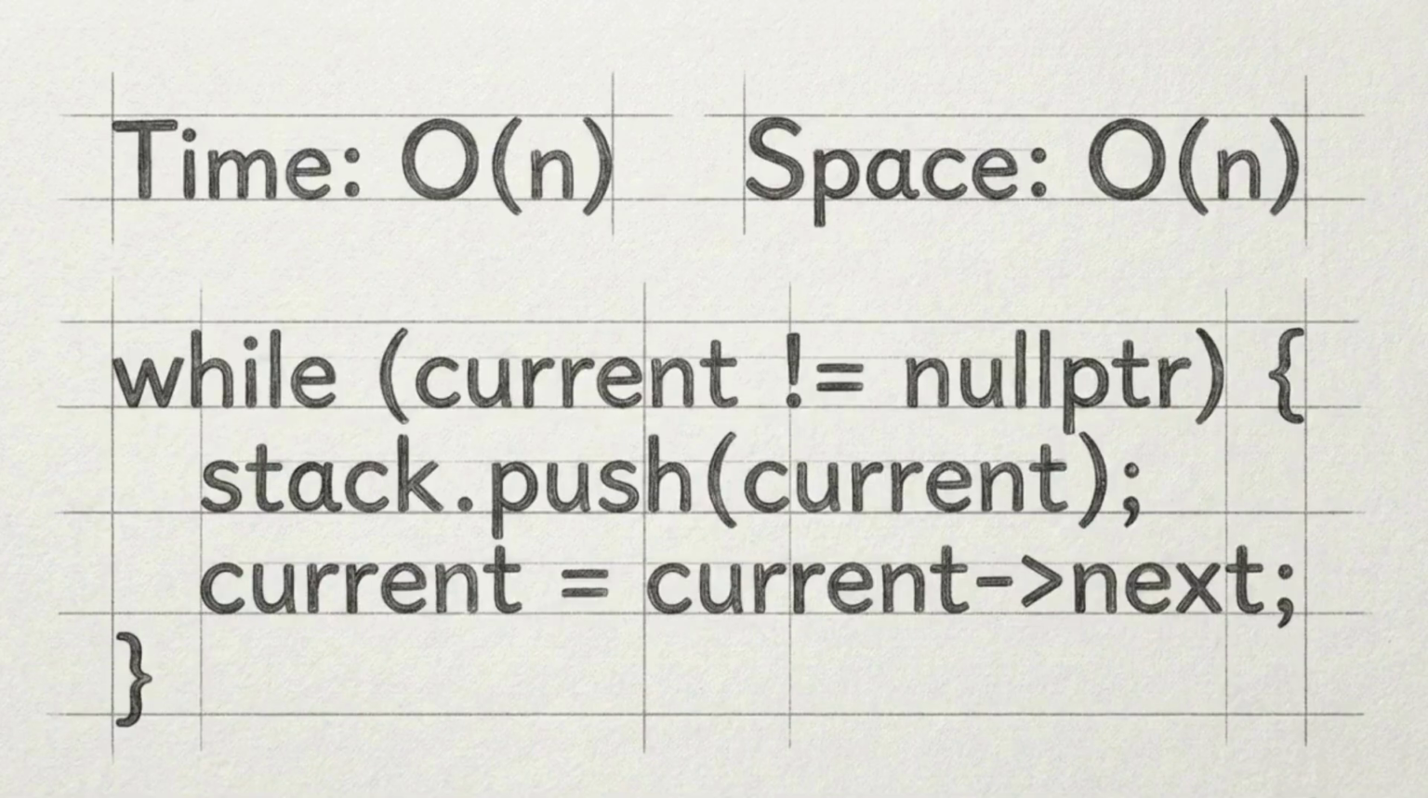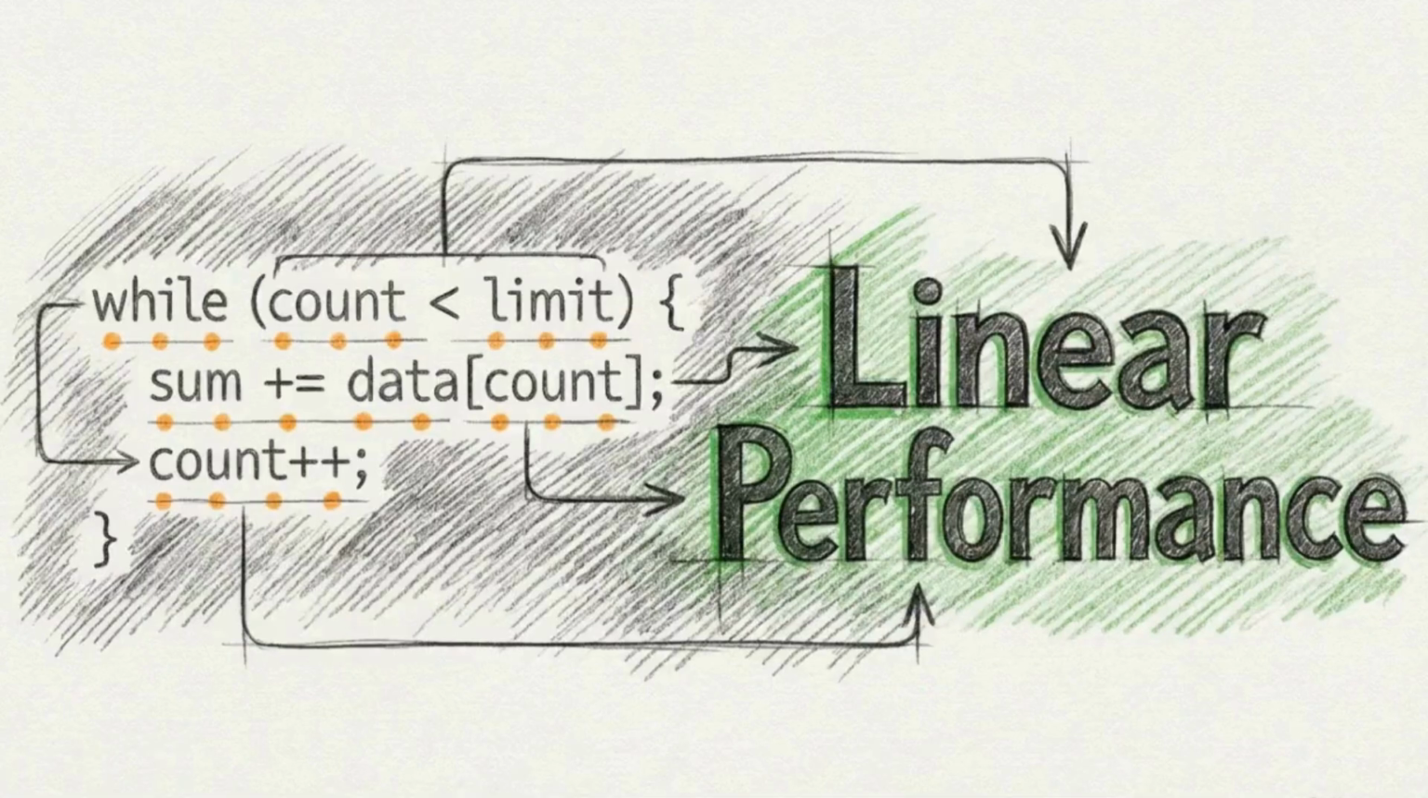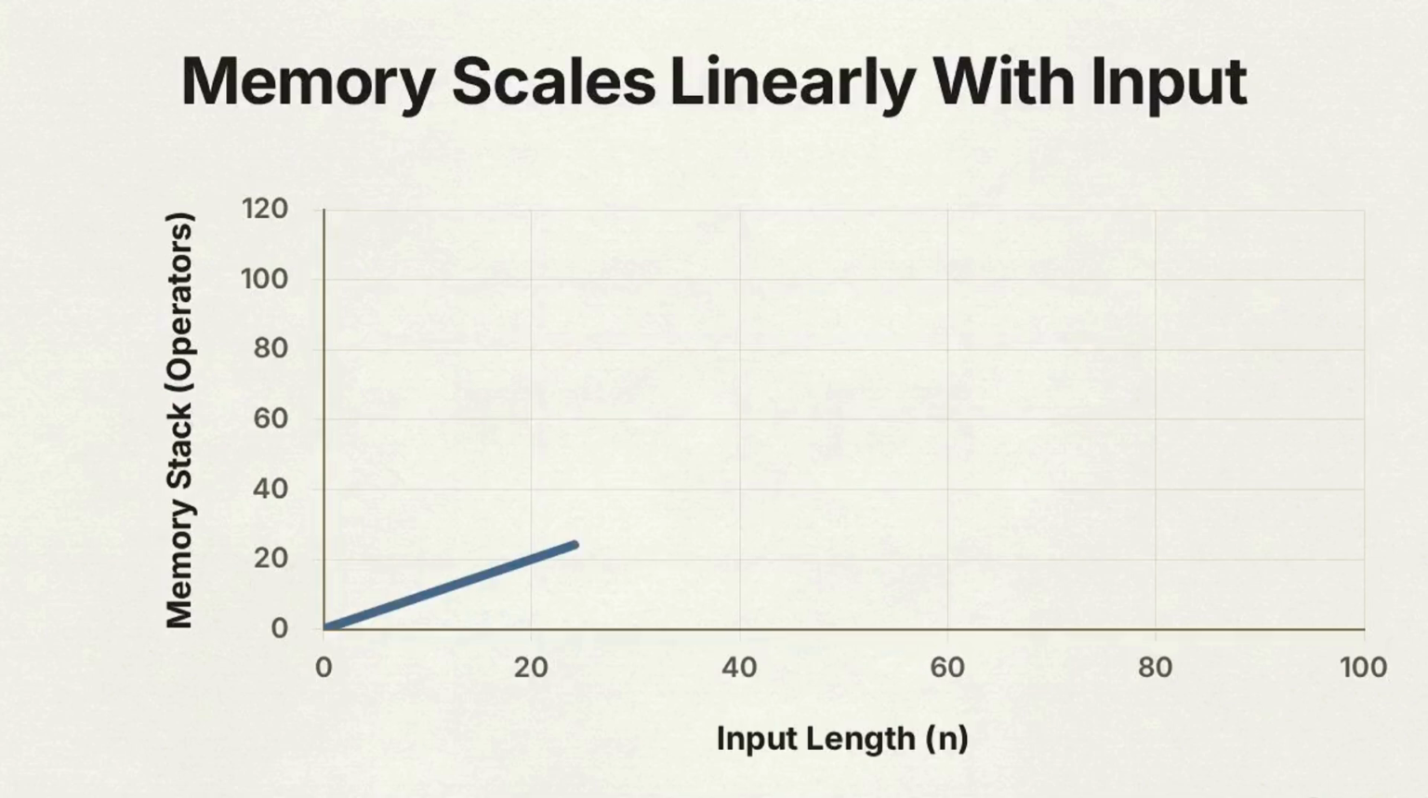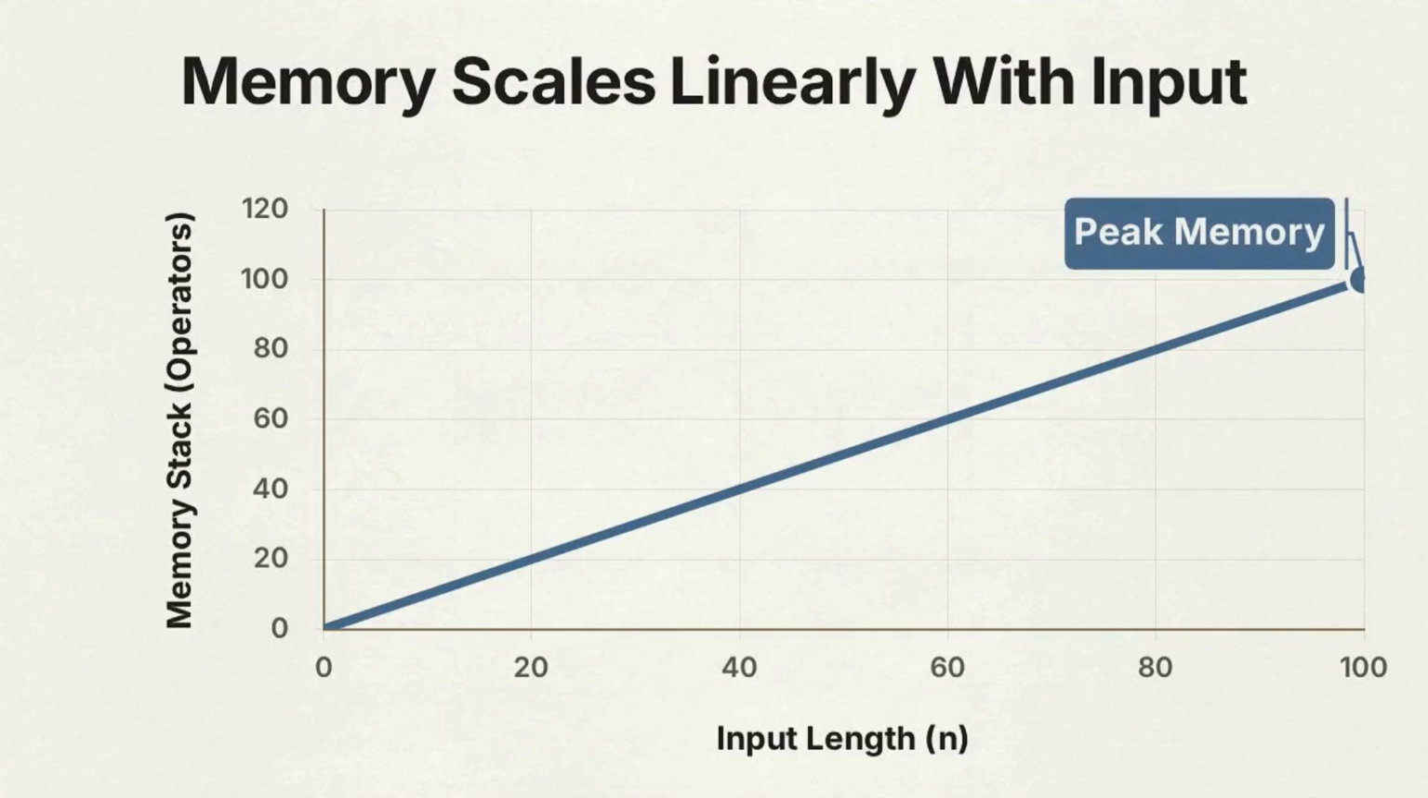This layout shows the big O notation for the algorithm. Because the scanner traverses the input string exactly once, and each character is pushed or popped a maximum of one time, it achieves guaranteed big O of n time complexity. The space complexity is also linear. The memory usage scales strictly with the number of operators stored in the stack at any given moment.